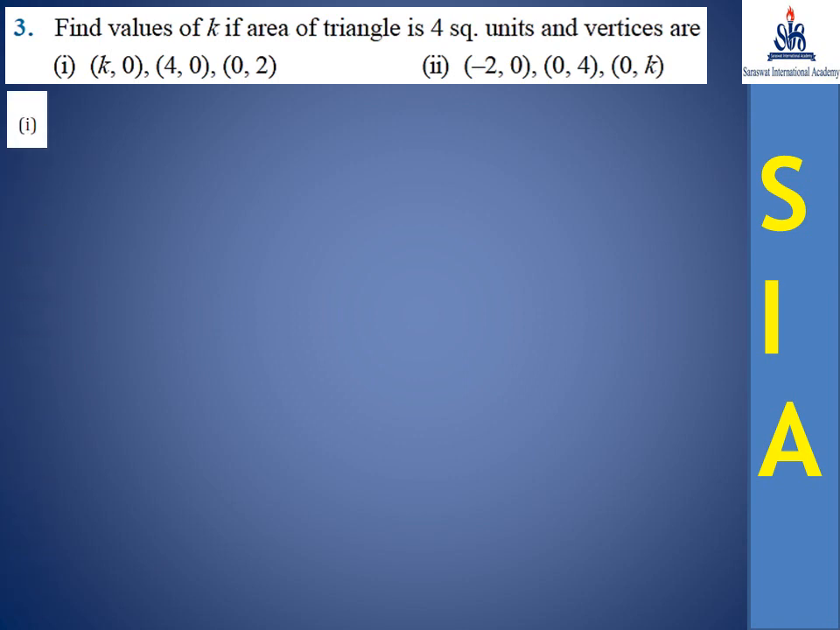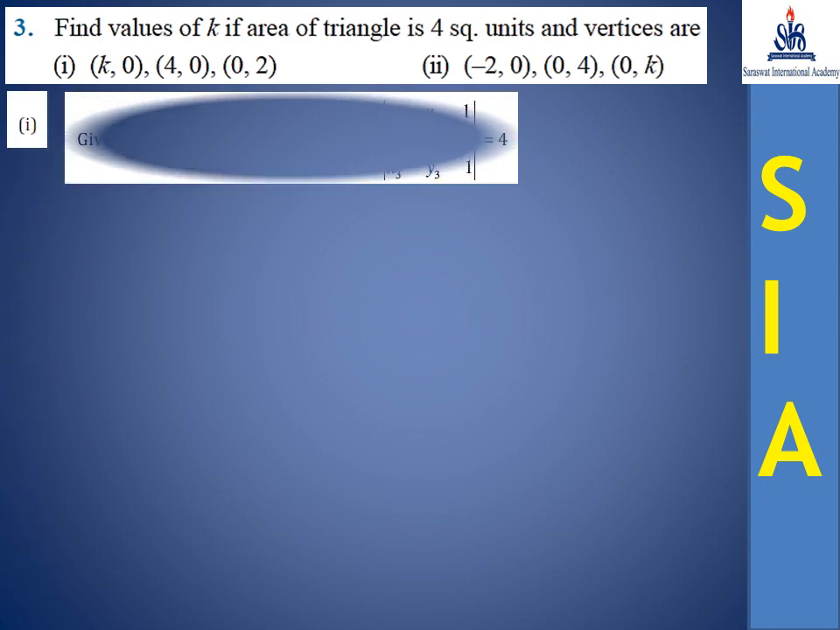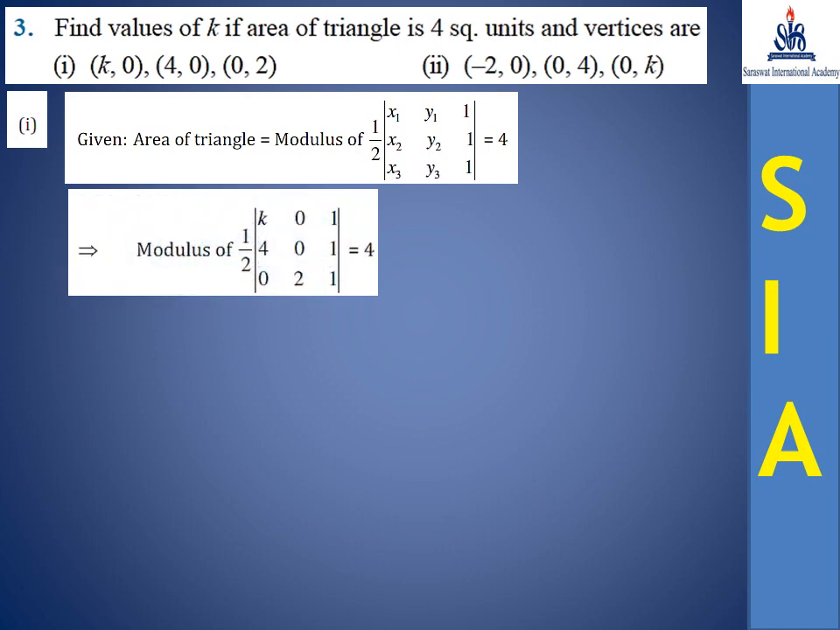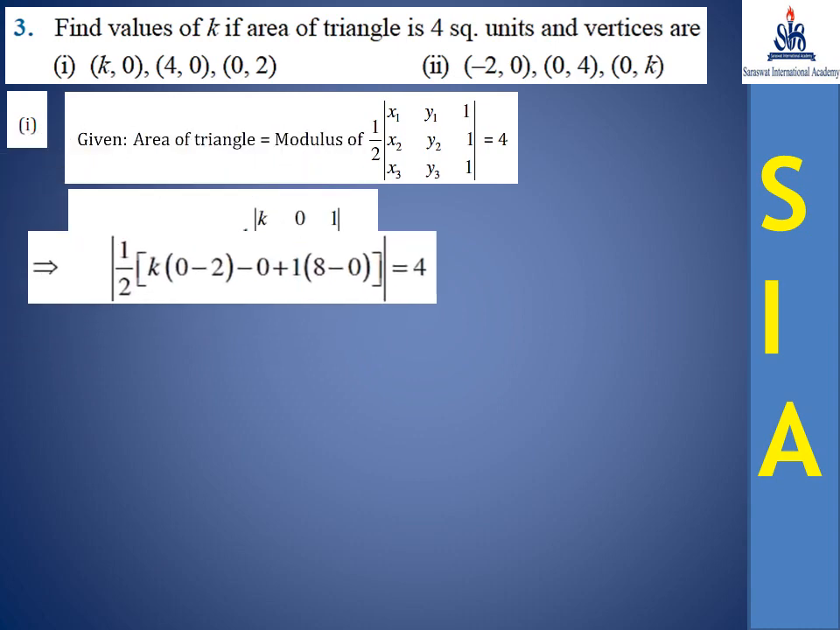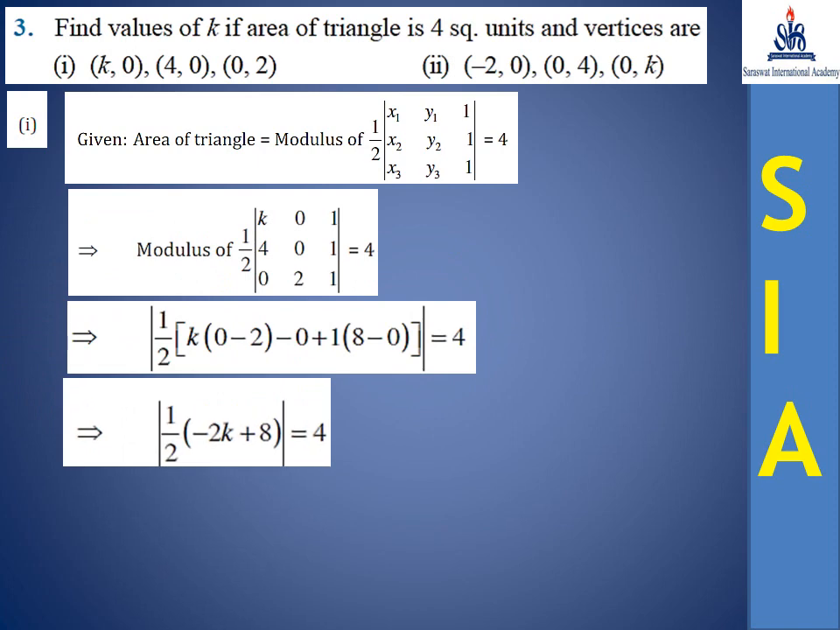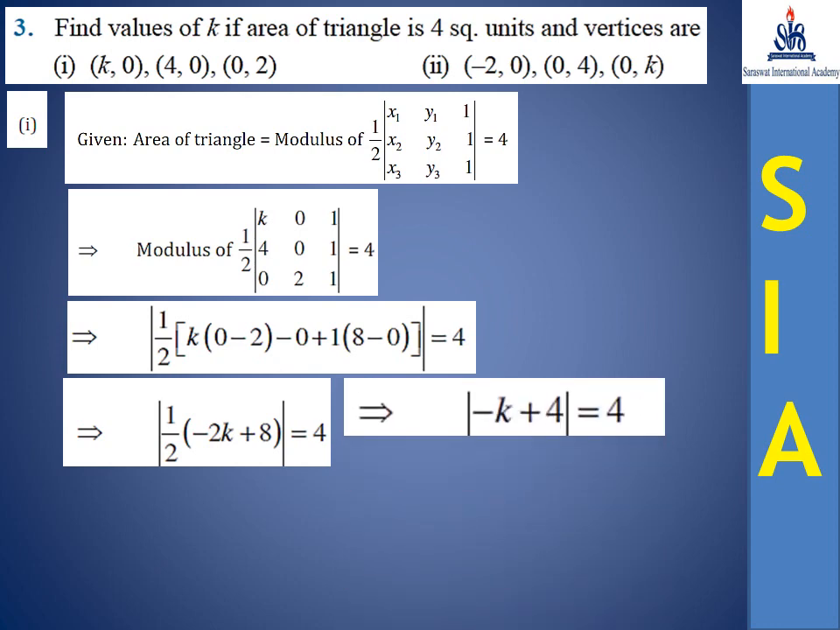So first I explain (k, 0), (4, 0) and (0, 2) related sums. Same formula applies: area of the triangle with (x1, y1), (x2, y2), (x3, y3) is equal to, this time I write, 4 square units, because it is already given in my question. Putting the values (x1, y1) = (k, 0), (x2, y2) = (4, 0), (x3, y3) = (0, 2), and calculating further, my answer is in this way: in the modulus, half of minus 2k plus 8 is equal to 4. Taking 2 common, you get minus k plus 4 is equal to 4.